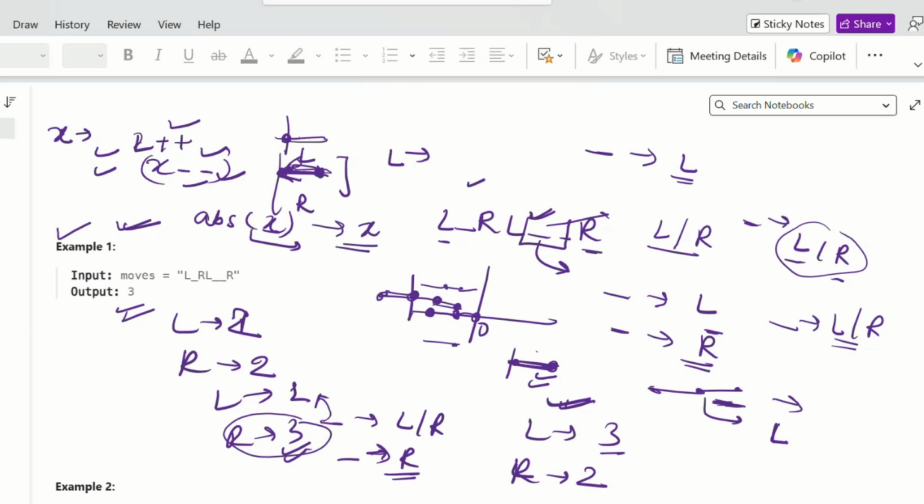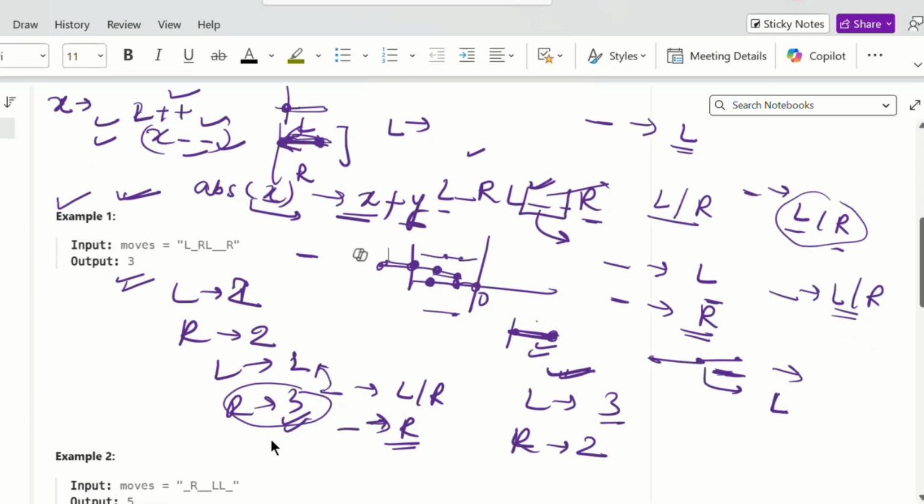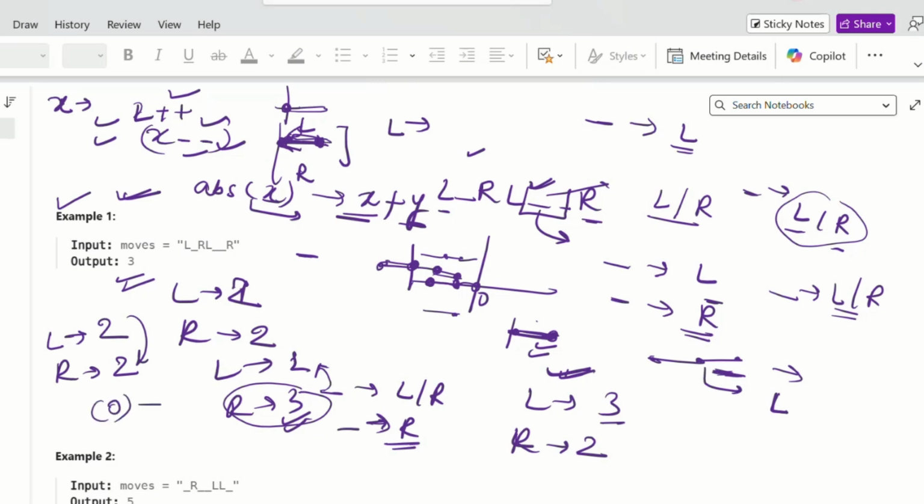Once I get the positive value, I can add my dash in that. Suppose y dashes are there, so I can add y. If I see for this solution, how many L are there? 2. R is 2. What is the absolute difference between L and R? It is 0. And how many dashes are there? 3 dashes. So simply the answer is 3.